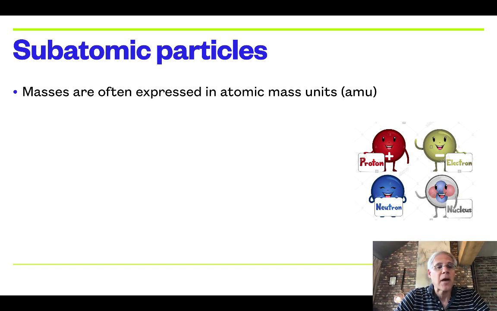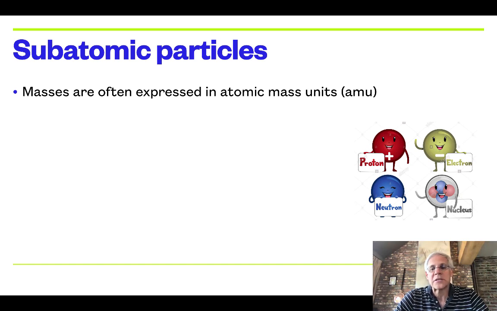Now, for a long time, atoms were believed to be the smallest particle that we had. And then sometime in the late 1800s, early 1900s, people started to realize that there may be particles that are even smaller. And these are called subatomic particles.